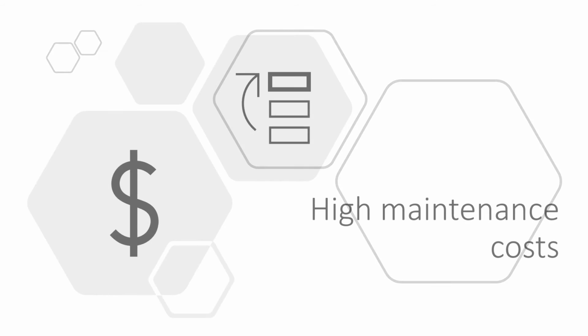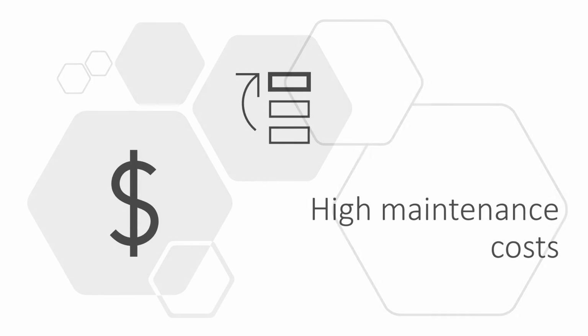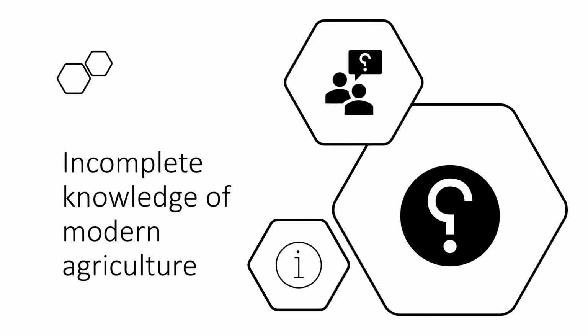There are also high maintenance costs for these greenhouses, as the government does not give many grants towards the agricultural industry in third world countries. This is very expensive for a farmer to invest in personally. The next challenge is incomplete knowledge of modern agriculture. A lot of farmers will not want to move away from traditional methods and go into a technological view of this. They would not believe that it would be the best option.